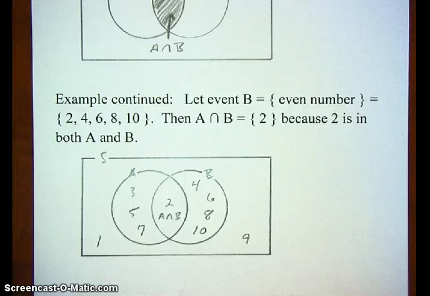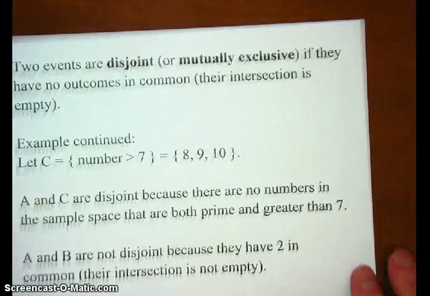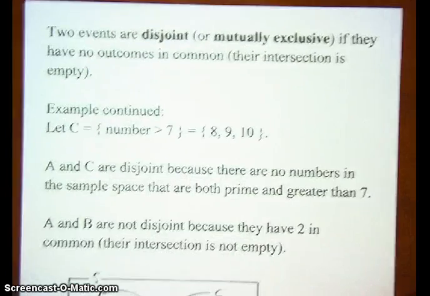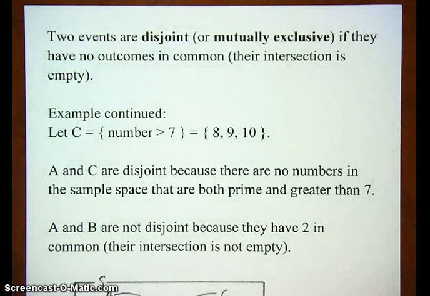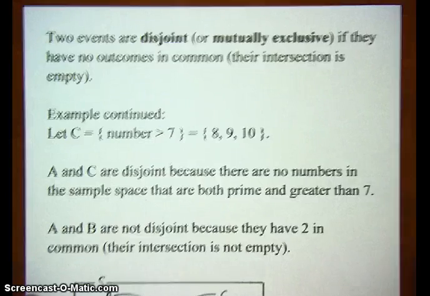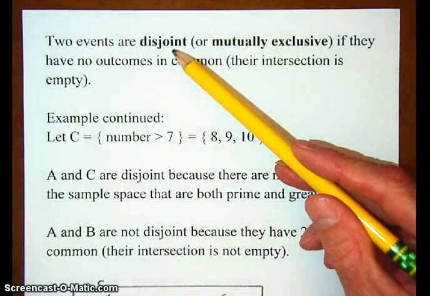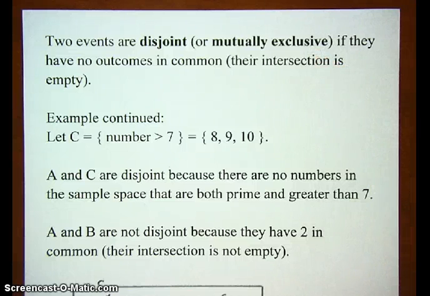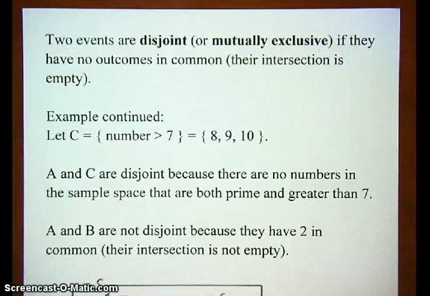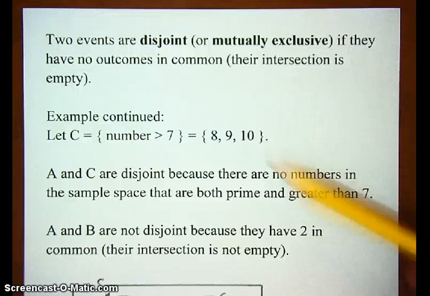Now, a very important concept in probability is the concept of disjoint events. We say events are disjoint or mutually exclusive if they have no outcomes in common. That is, their intersection is empty. This is terminology we're going to use quite a bit. You might see this in different books. Some people use the terminology disjoint, others use mutually exclusive, but they mean the same thing. It means that if an outcome is in one event, it is not in the other. No outcome can be in both at the same time. They have no outcomes in common, so their intersection is empty.